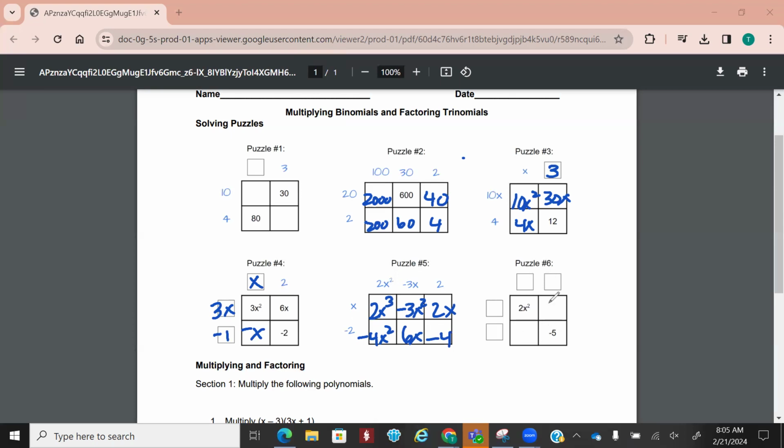Okay, now they left this real open for us. So on here, what times what would give us -5? Well, that's probably -5 times 1, right? What times what would give us 2x squared? Well, that's probably 2x and some type of x, right? This will give us negative 5x here, and this will give us 2x here. Now, you could have maybe flopped those and put them on the other sides.